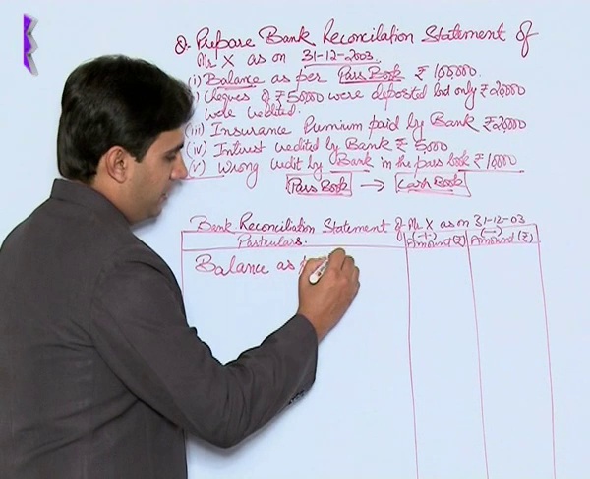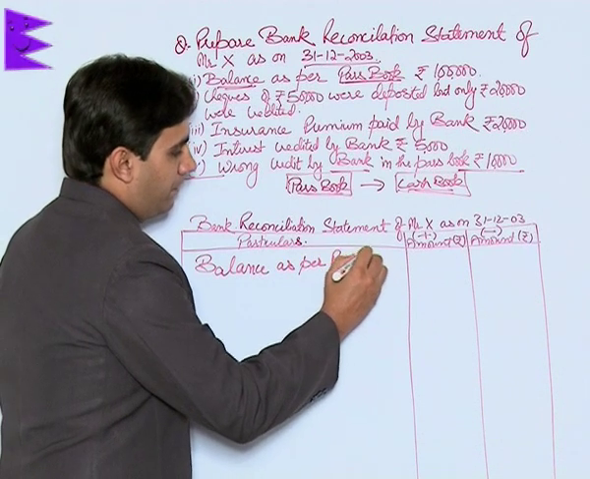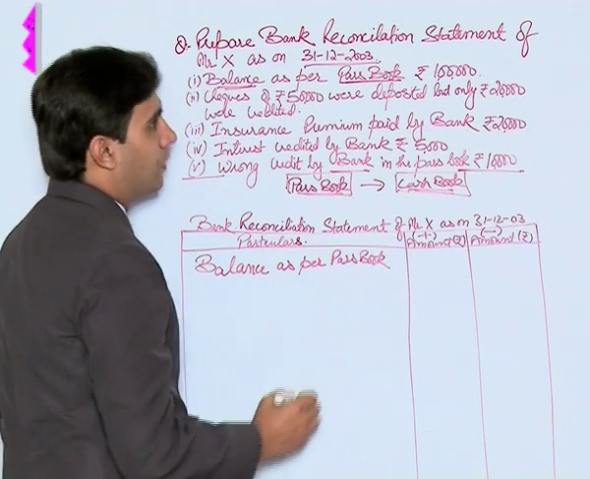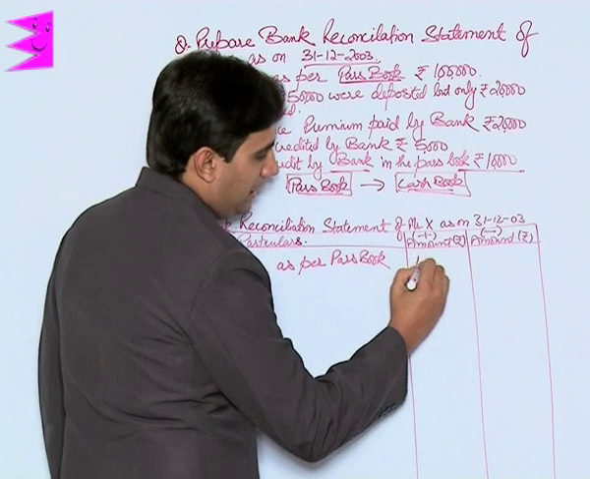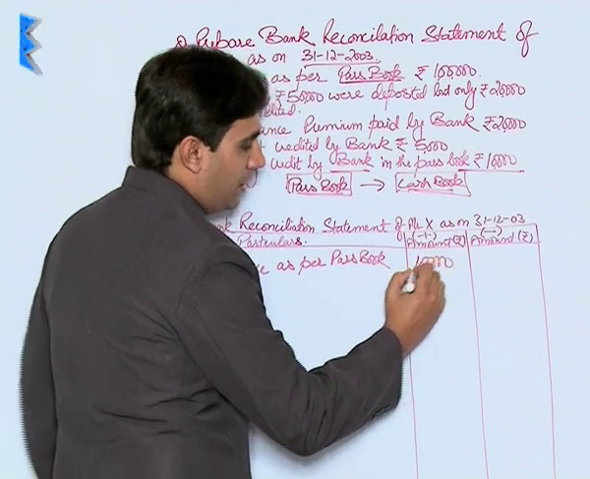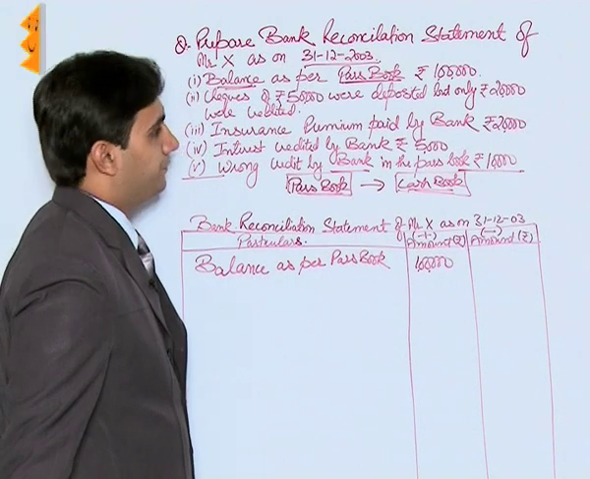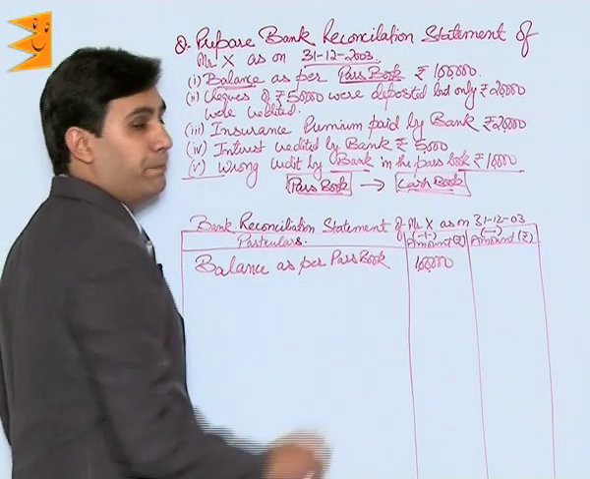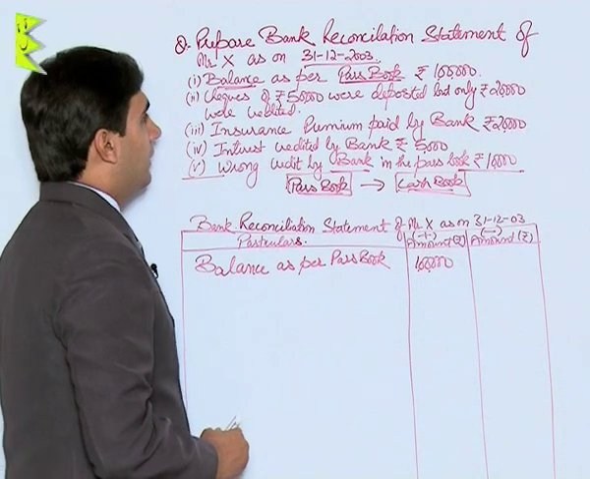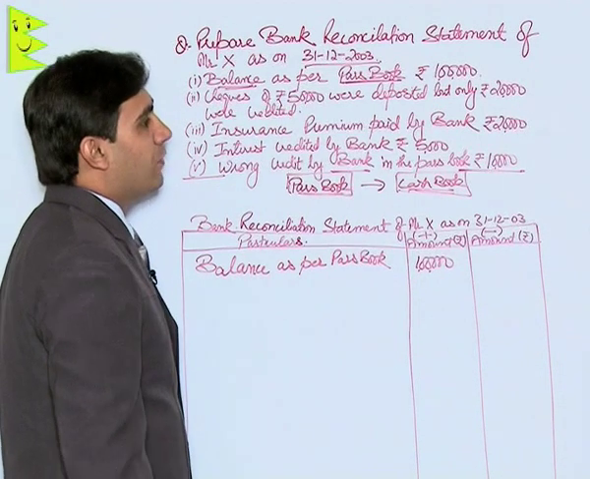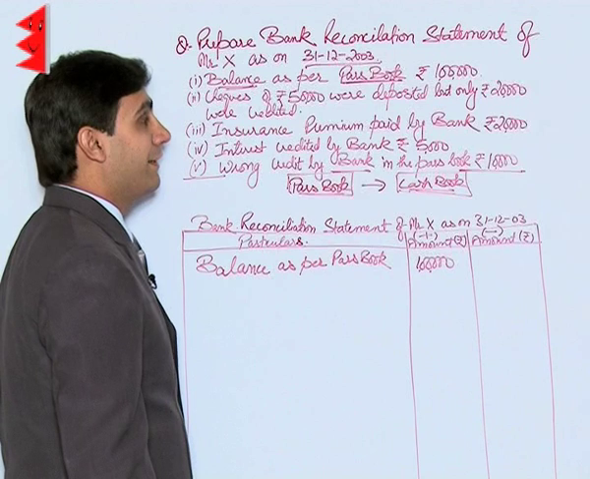Balance as per passbook, rupees 1 lakh. Students, since it is a positive balance, it will appear in the plus column. Then checks of rupees 50,000 were deposited but only 20,000 were credited.